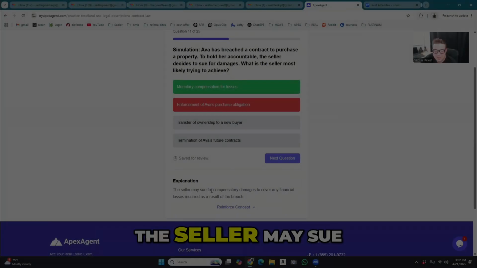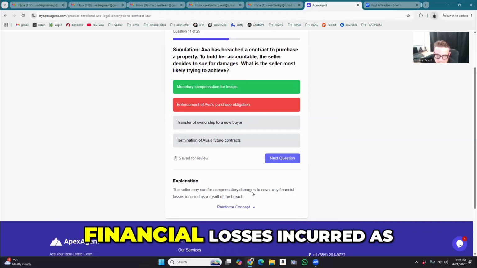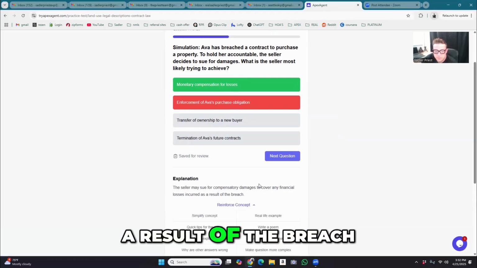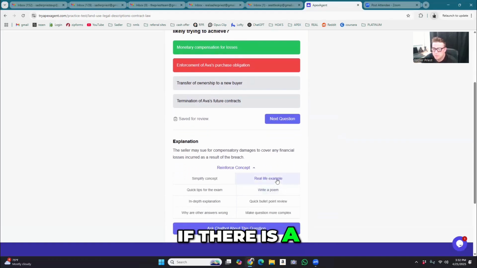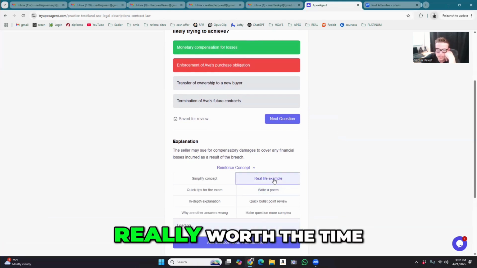It's trying to get money. The seller may sue for compensatory damages to cover any financial losses incurred as a result of the breach. So I have heard this. If there is a big problem, they can go after you for time and energy, but usually it costs so much, it's not really worth the time.